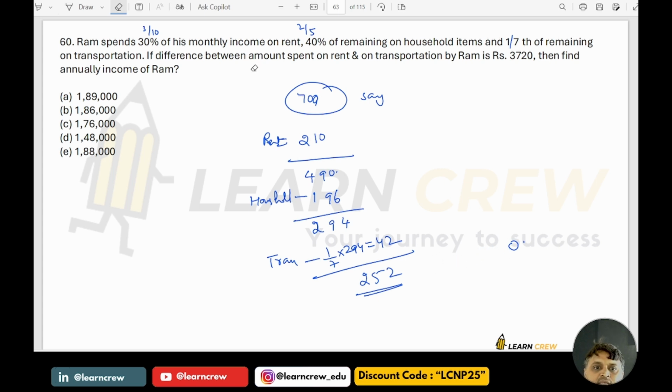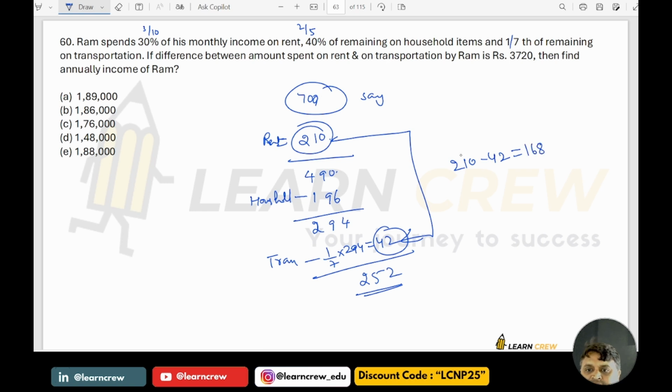The difference between the amount spent on rent and transportation by Ram is 3720. If you see here, rent is 210 and transportation is 42. What is the difference between these two? 210 minus 42 is nothing but 168. This 168 is given as 3720. Then find the annual income.